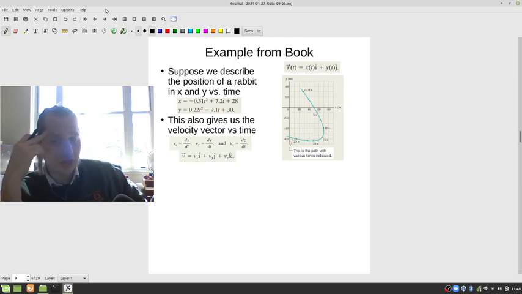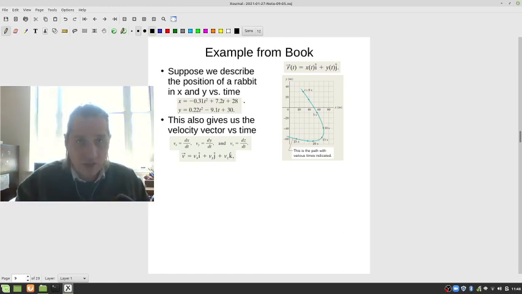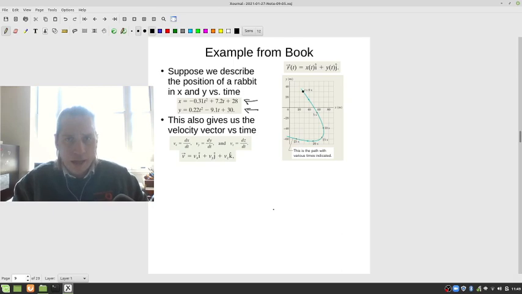There's a nice example in your book where they describe the position of a rabbit in x and y versus time. Here's the equation for the x coordinate, and there's an equation for the y coordinate. If you put in time equals 0, the x would start out at 28 meters, and the y would start out at 30 meters. That's this point right here. And as you go forward, the rabbit has a position at every time in the future, and it follows this path shown in the picture.